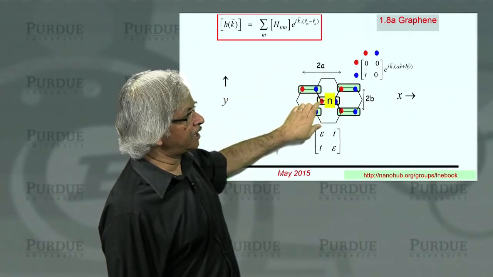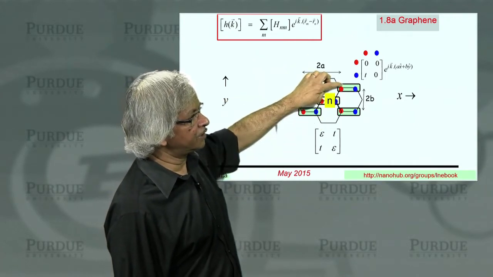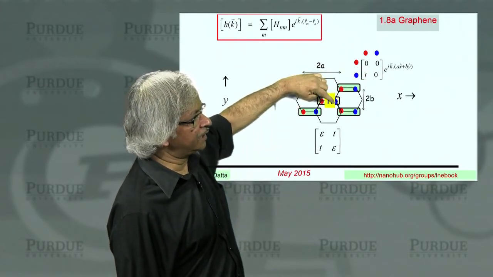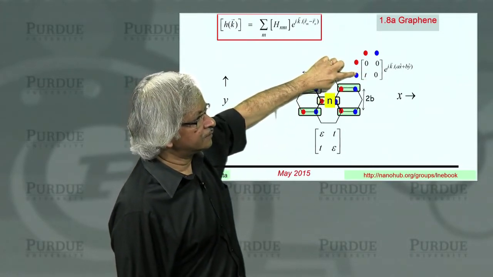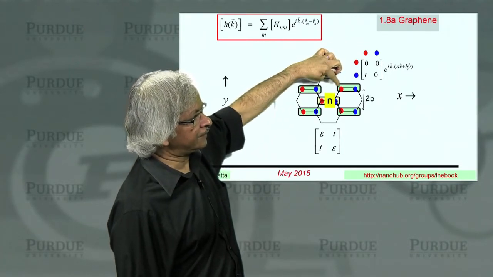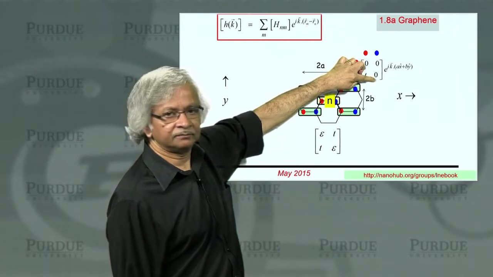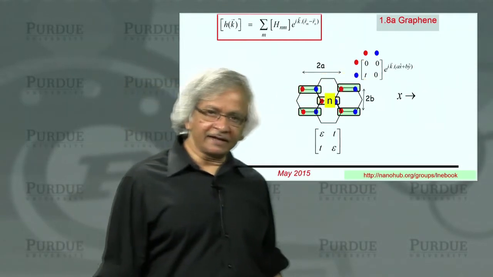Well, here you have a red and a blue. Here you have a red and a blue. And the coupling then is between the blue of this and the red of that. So that's why you have a T there, and the rest are all 0. What about the phase factor?